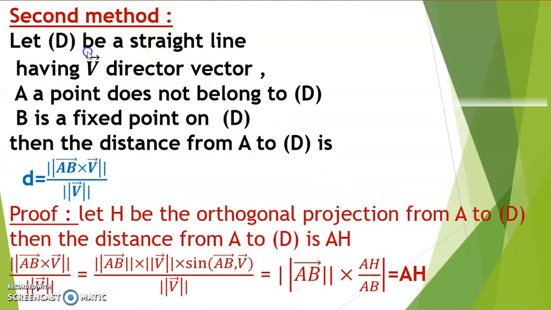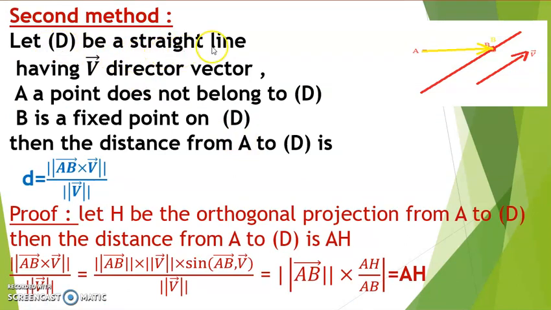Second method. Now let D be a straight line having V as directed vector and A a point that does not belong to D. To find the distance from A to the line D, use a second method. We need to take a fixed point on the line D. For example, let B be this point. Then the distance from A to the line D is the norm of the vectorial product of AB by V, the directed vector of D, over the norm of V. Let's prove this.